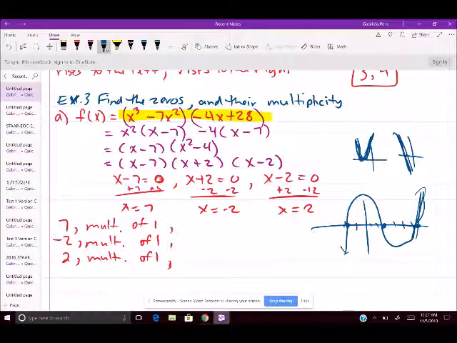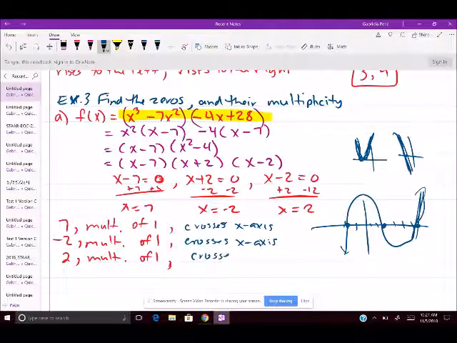It crosses. So all of these you would put crosses x-axis, crosses x-axis, crosses x-axis. All of them cross the x-axis.